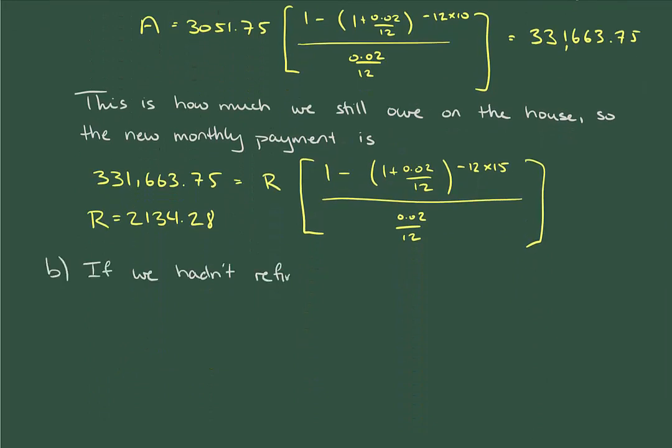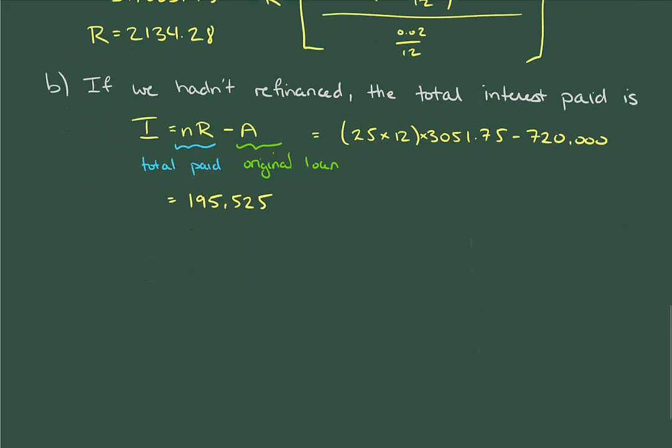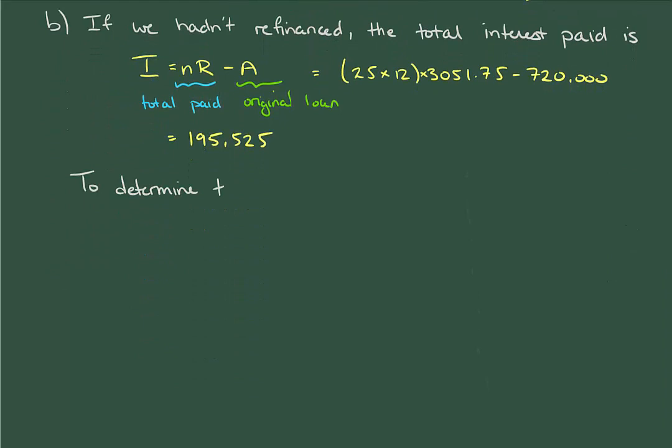Now for part B, we need to know how much interest we would have paid had we not refinanced. Pause the video and see if you can figure out what this number should be. So the total interest paid is the total amount of money we pay less the amount of the original loan. There were 300 total payments at $3,051.75. The original loan was $720,000, so that works out to $195,525 in interest.